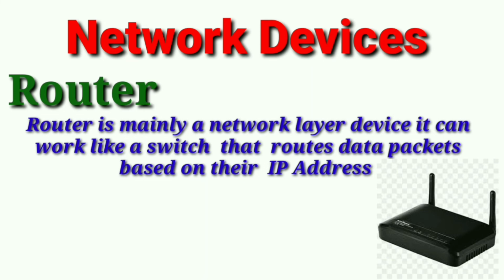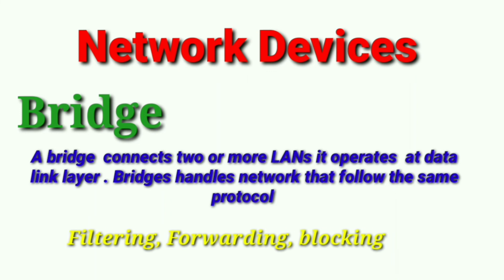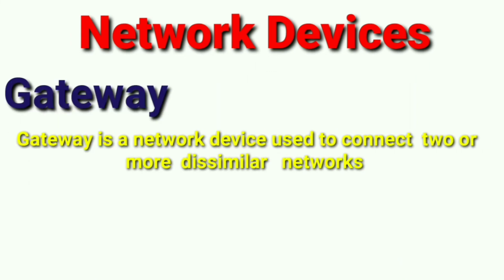For connecting between different networks, we also use bridges and gateways. A bridge connects two or more LANs. It operates at the data link layer. Bridges handle networks that follow the same protocol. Filtering, forwarding and blocking of frames are the functions of a bridge. A gateway is a network device used to connect two or more dissimilar networks. It establishes an intelligent connection between the local network and an external network. A gateway usually is a computer with multiple NICs connected to different networks.